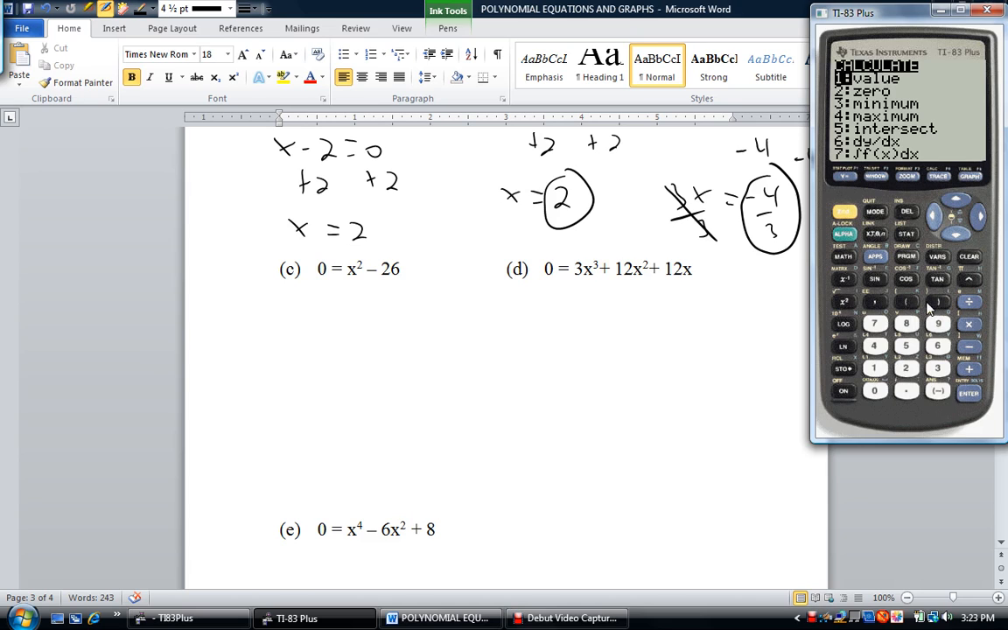Hit the second trace, intersect, and I have to move it. So where it's pretty close to it, hit enter 3 times. Ooh, that's an ugly decimal. Let's see what the other side looks like.